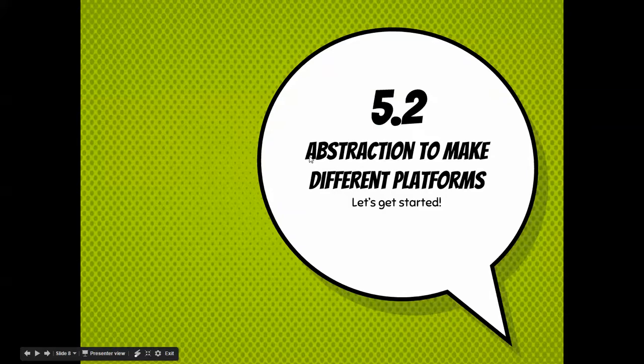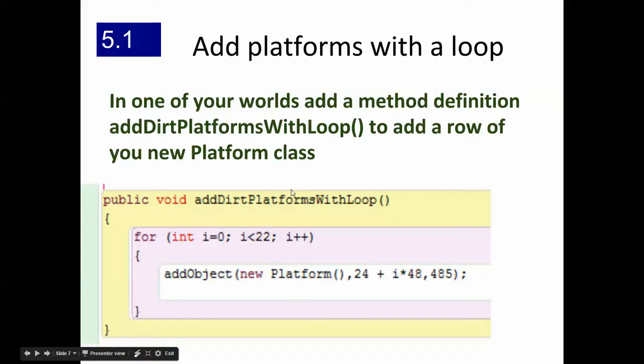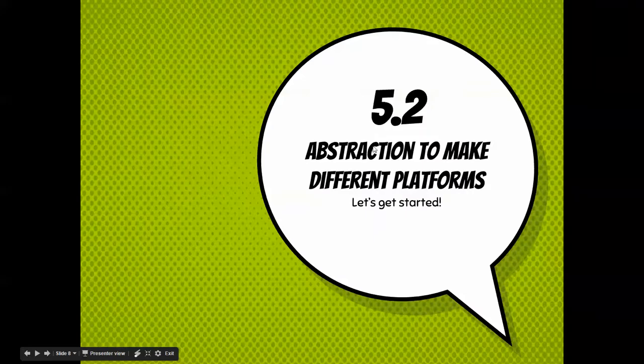That's it for now. We're not done yet, but at this point you should have two different pictures for your project. You have your new platform class, and you added it using a for loop. The next time around, we're going to go on to using abstraction to actually make two different platforms from the same thing.